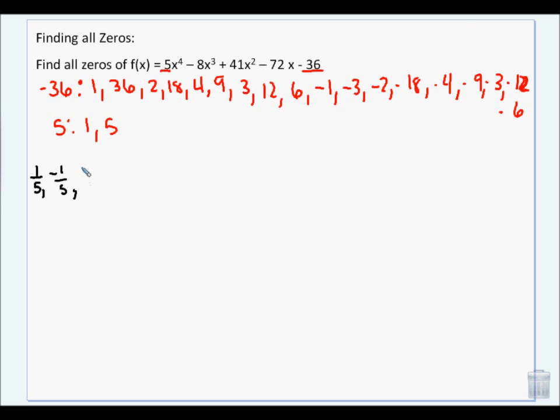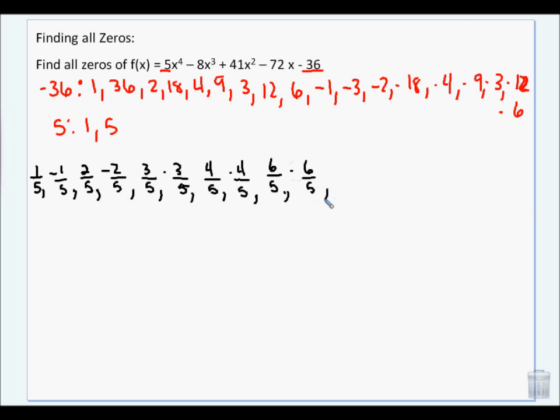And then I'm going to start putting these in numerical order, sort of. And I have 3/5 and negative 3/5 and 4/5 and negative 4/5 and 6/5 and negative 6/5 and what comes after 6? Oh, 9. 9/5 and negative 9/5 and 12/5 and negative 12/5.